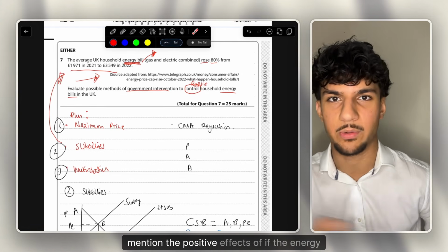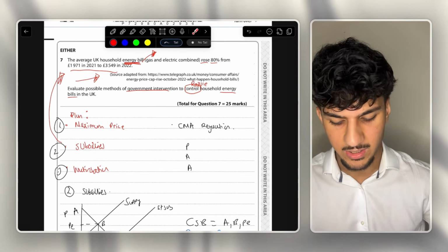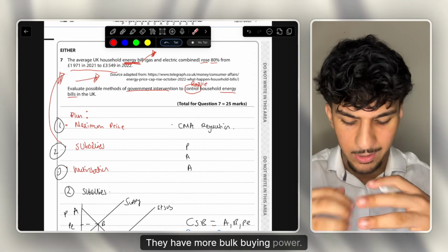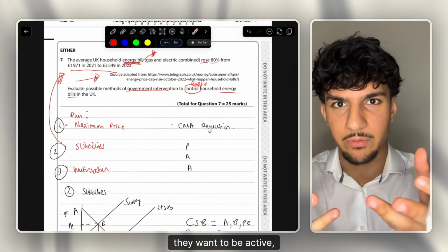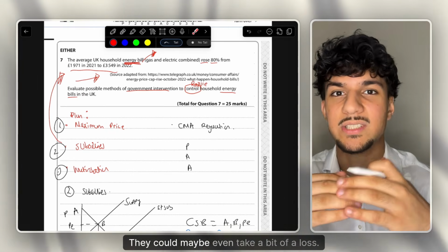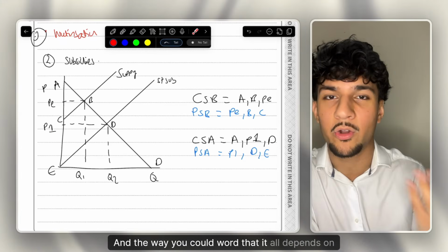And then you could just mention the positive effects if the energy sector was nationalised, like they would buy all the energy, so they would have more bulk buying power, and then of course, since they're government, they want to be allocatively efficient. They want to provide benefit to society. They could maybe even take a bit of a loss, so that society could benefit. And the way you could word that, it all depends on your paragraph.